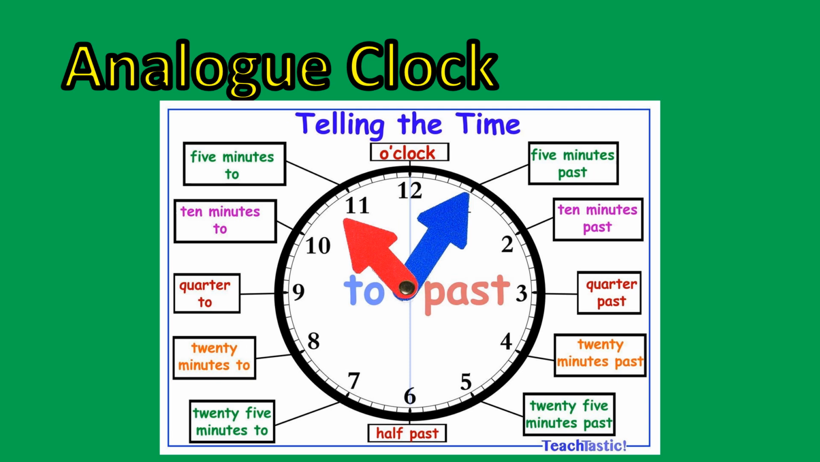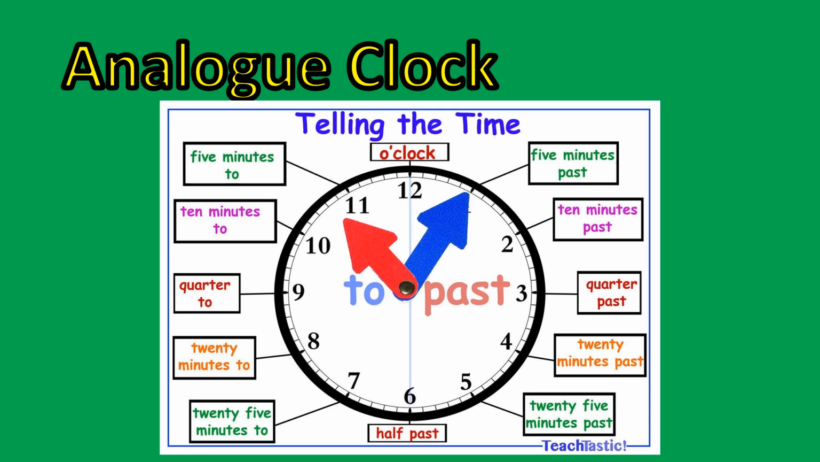This means that when the big hand points to any number between 12 and 6, it's always going to be past. And if the big blue hand points to any number from 6 to 12, so the other side, it is to. So for example, when the big hand points to 3, it is quarter past. When it points to 6, it becomes half past. But when it gets all the way around to 9, it becomes quarter to.